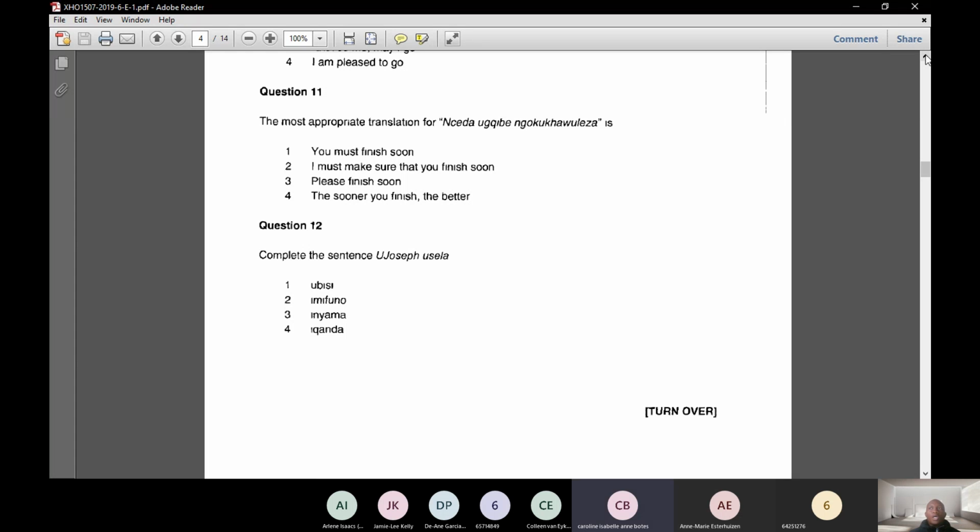Okay, nceda can also mean help me do something, right? If I say ndincede ndiphakamise ibasket, I'm saying help me lift up the basket. If I'm asking you to help me change the tire, I will say ndincedise nditshintshe itayara. So in this context, nceda means ndicela.